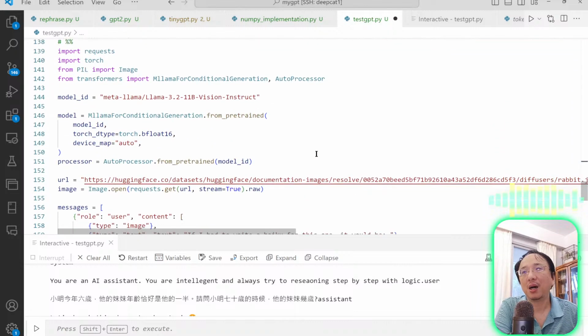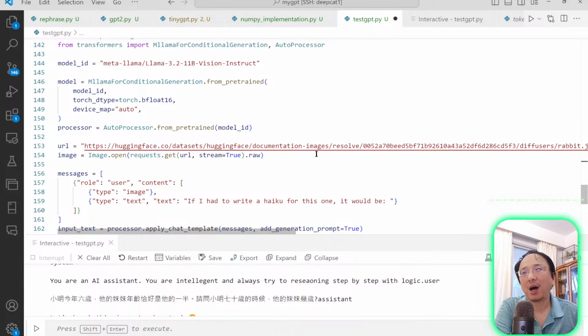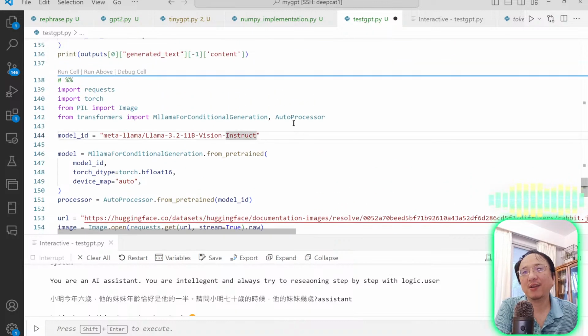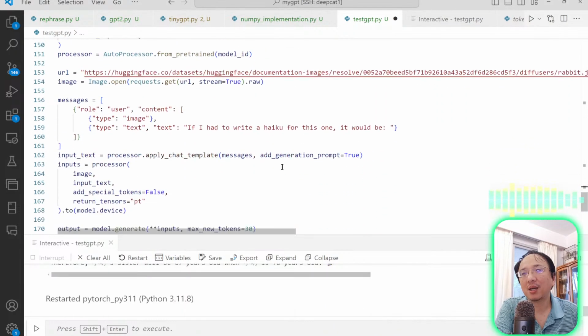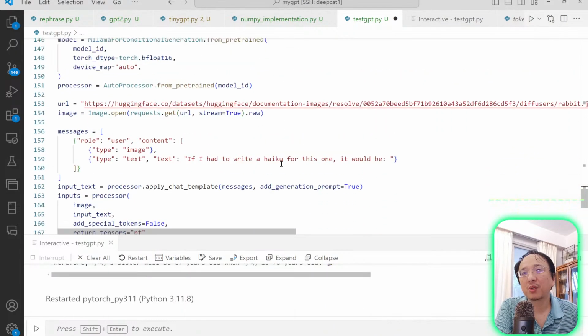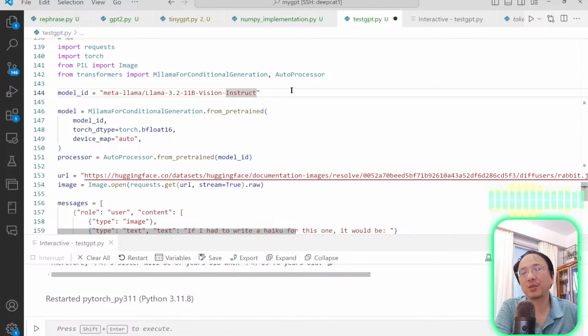Okay, so finally, let's try using the pipeline. Let's try the 11B model, vision model, to answer some simple question for image.